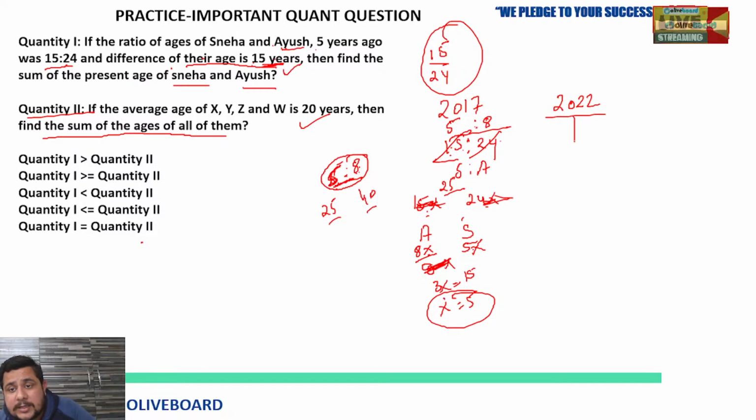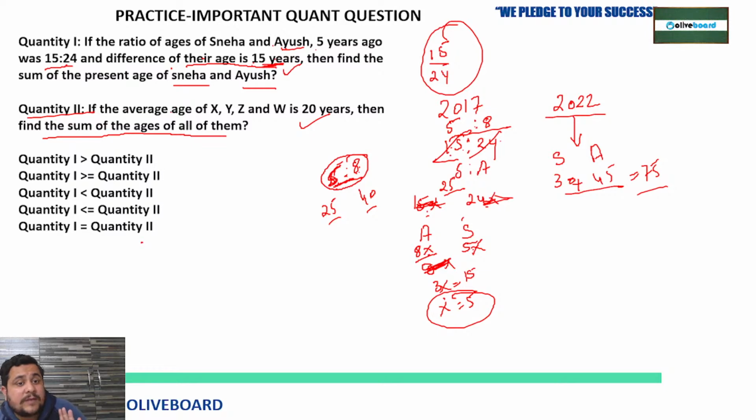So in the current year, their ages will be 5 more than that. Okay, means Sneha will be 30 years old and Ayush will be 40 plus 5, means 45. So their age sum will be 75. Okay, so that is what they have asked us.